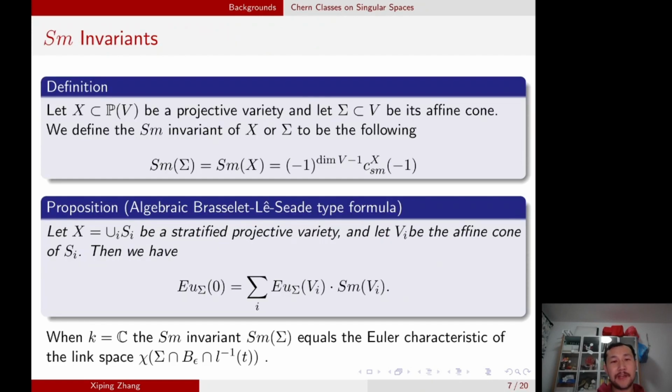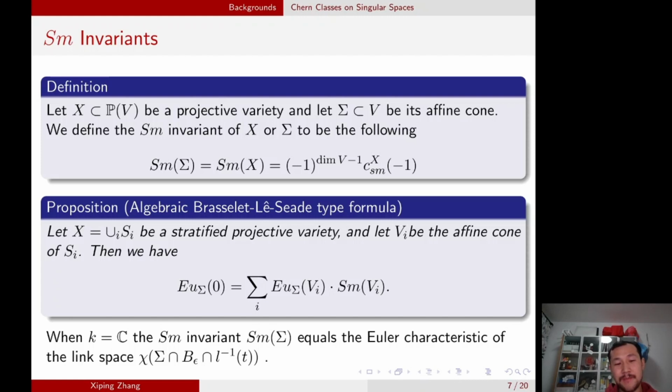And we are actually interested in the polynomial evaluation at negative 1. So for a projective variety X, and we consider the affine cone sigma, we define the SM invariant of X or sigma to be the signed evaluation of the Chern-Schwartz-MacPherson polynomial at negative 1. So actually, when the base field is the complex numbers, we prove that the SM invariant of sigma equals the Euler characteristic of the link space.